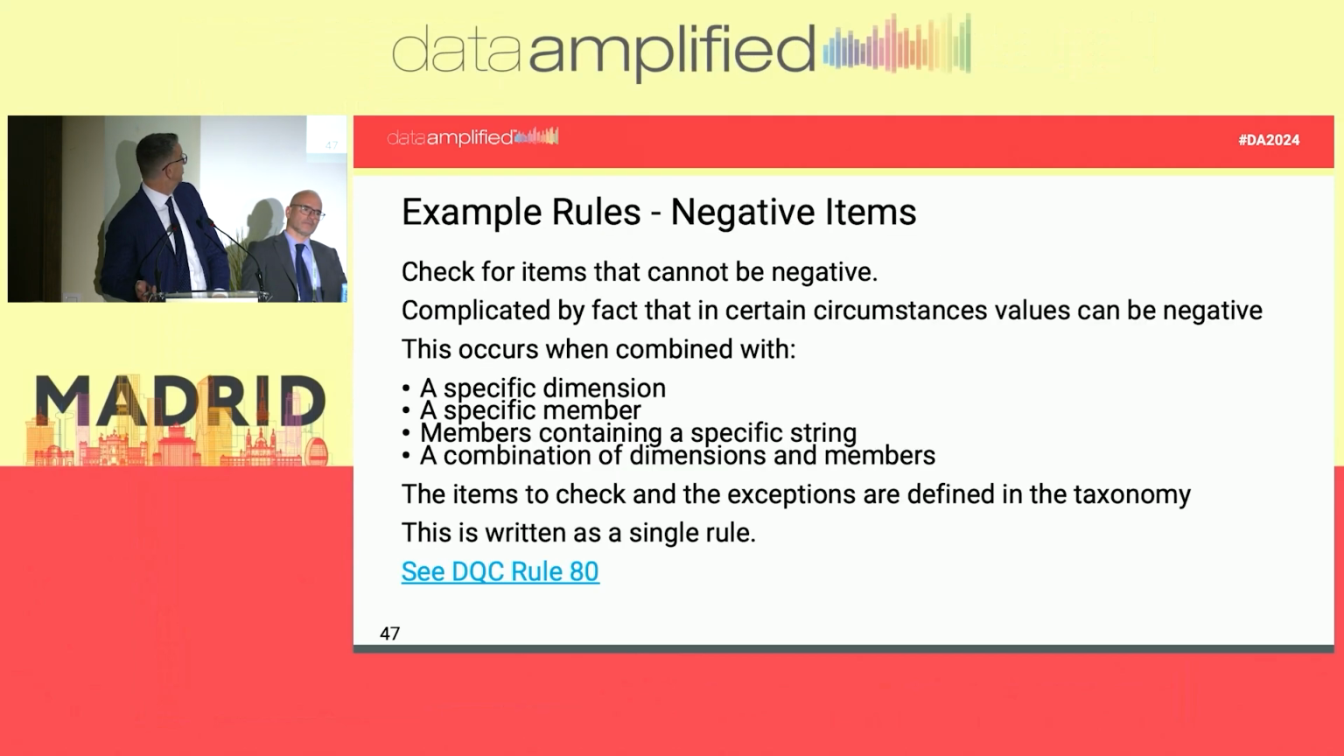So I'm just going to do a very, very quick walkthrough. I know we're running out of time, but for negative rules, we have this. One of the problems with negative rules is that it sounds simple. This value can't be negative. Assets can't be negative, except when it can. So this is a little bit more complicated. It sounds simple, but it's a little more complicated.